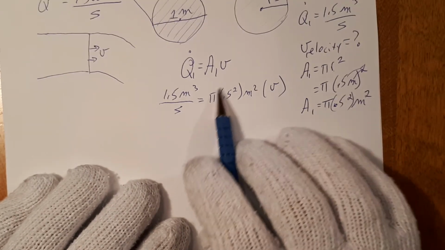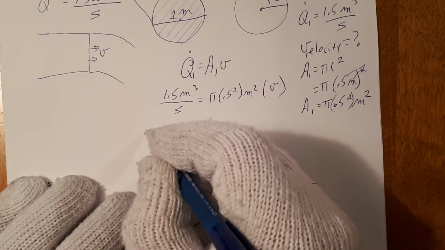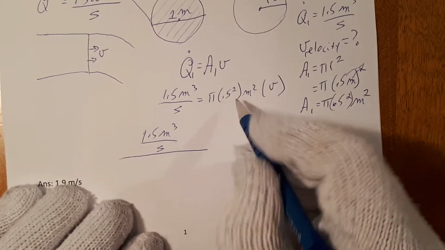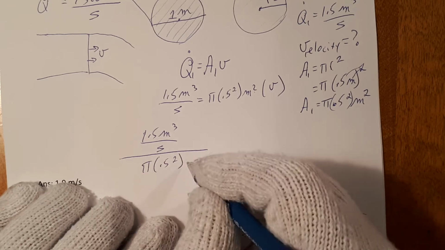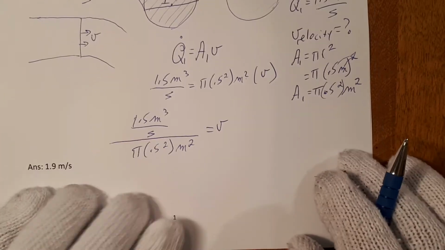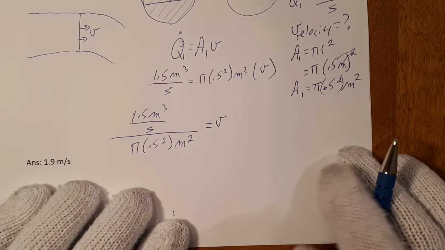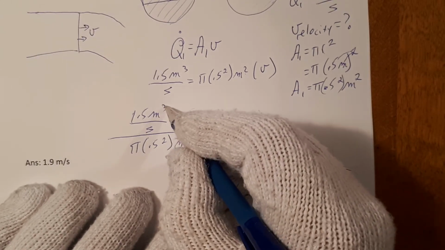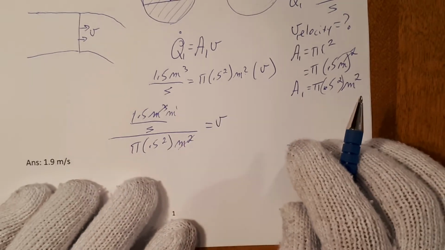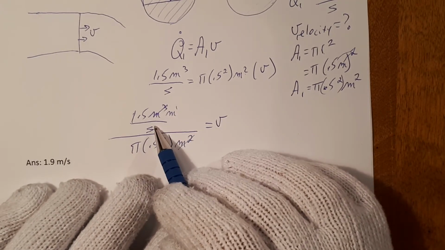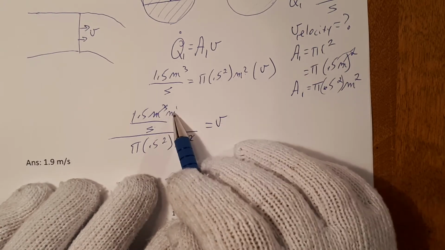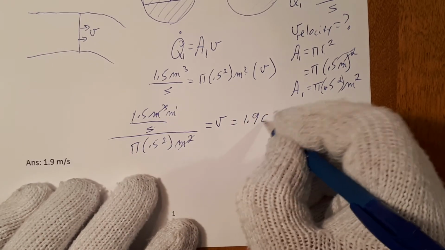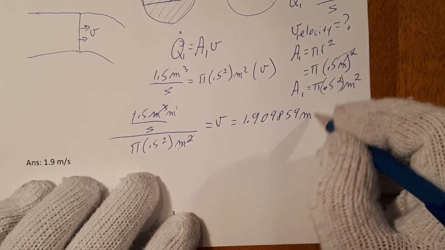Dividing both sides by the area, isolating velocity, it would look like this. 1.5 cubic meters per second, everything divided by this term, pi times 0.5 squared, meter squared, is equal to the velocity. Looking at the units, and I'll leave it for you to rearrange the units, but the meter squared will cancel out, and there's 3 here, so 2 will cancel out, leaving meters to the power of 1. So what's left over is meters per second. And that's good because velocity has the units of meters per second. Doing the math, this comes to 1.909859, and the units is meters per second.